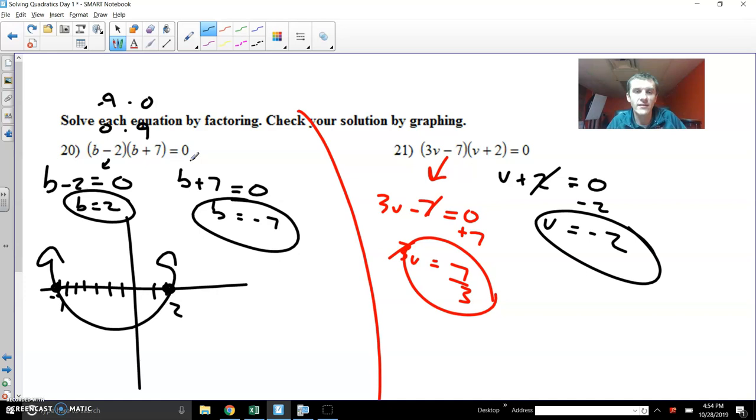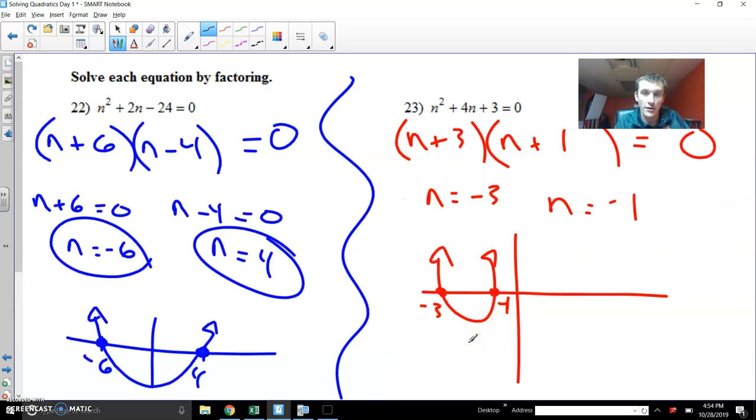Now you want to be careful about just knowing this idea of flipping the sign, because as soon as you get something like number 21 where you have 3v, not just x or just b, like you have 3v or 4v, when you have a coefficient, that means setting it equal to 0 becomes way more important. We're going to add 7 over, divide by 3, and you end up getting a fraction there.